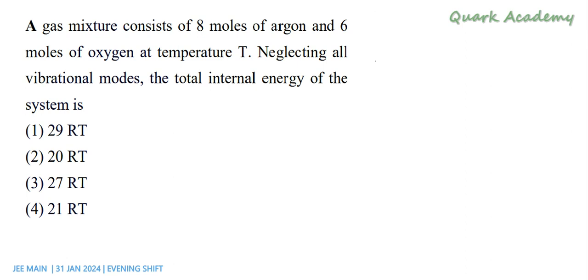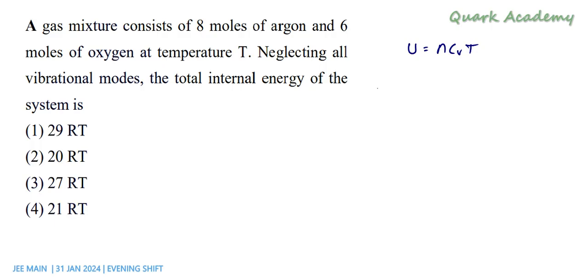We need to find the total internal energy of a system. That system consists of 8 moles of argon gas and 6 moles of oxygen at temperature T. So if you have a gas at temperature T, then its internal energy we can write as nCvT, where n is the number of moles, Cv is the specific heat capacity at constant volume, and T is the temperature.